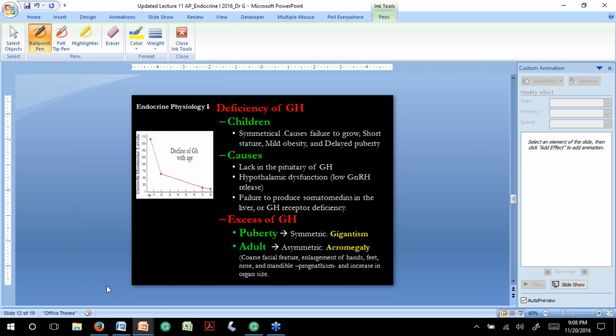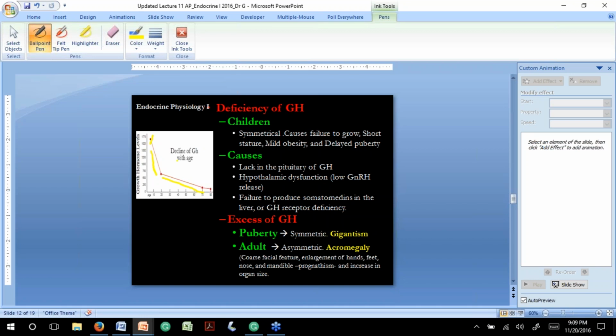Okay, all right. So let's talk about the deficiency of growth hormone in children and the excess in puberty and in adults. What happens here is that children are mostly affected, right? But look at this. This is normally what happens with us. Normally, as you age, from very young adult, the growth hormone goes just down the hill all the way. And by about the 20s, the level of growth hormone has become very, very low.